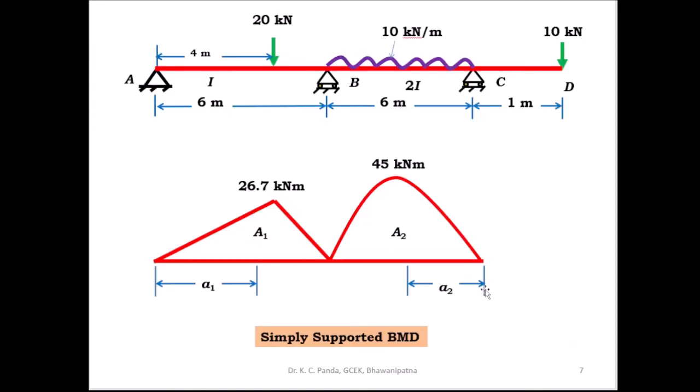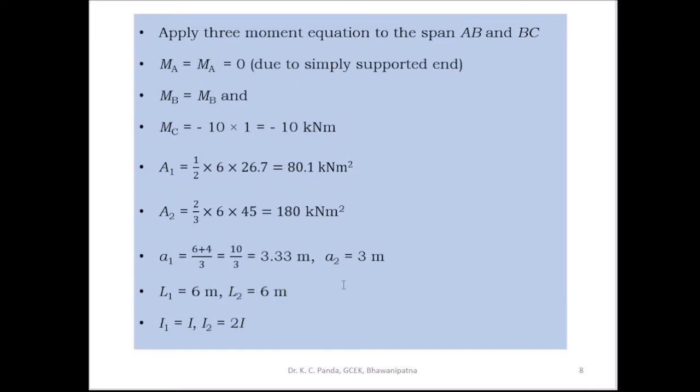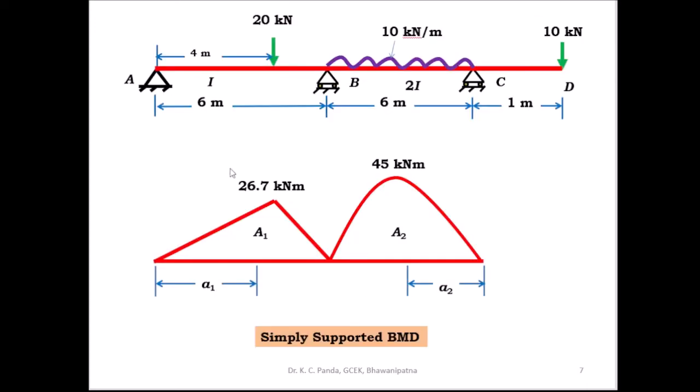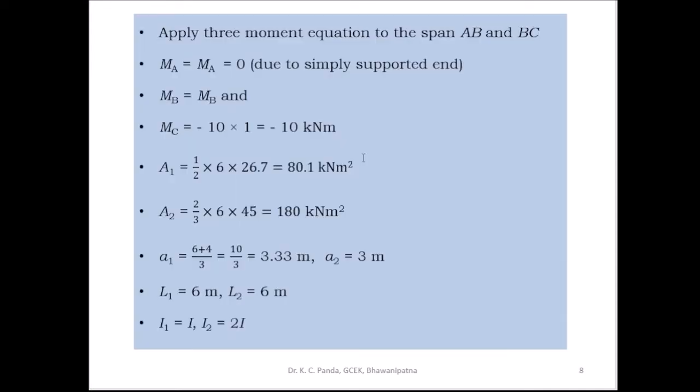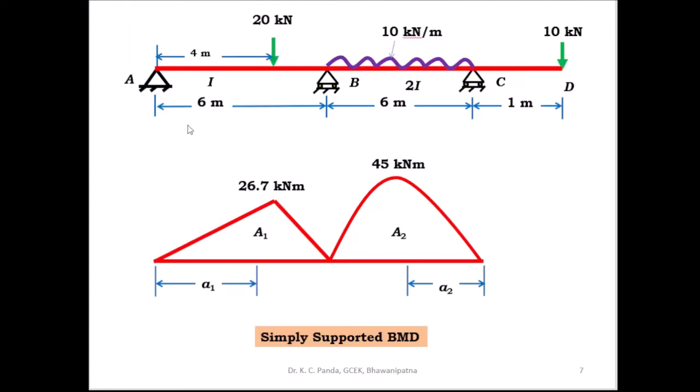Similarly, the centroidal distance of area A2, that is small a2, you have to take from the right support C, and this a2 is equal to 3 meter. Then the length L1 is equal to 6 meter and L2 is equal to 6 meter, and I1 is equal to I and I2 is equal to 2I.